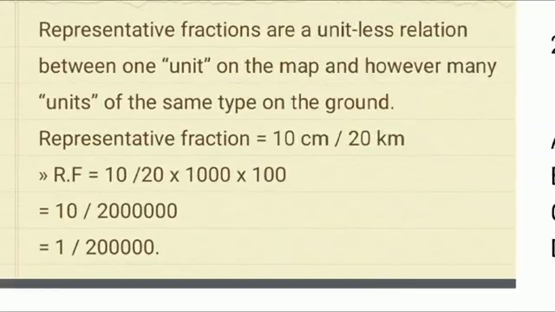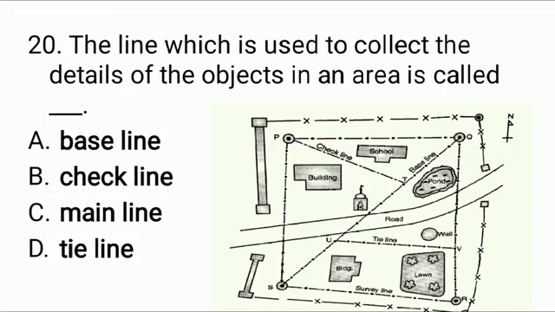Next question. The line which is used to collect the details of the objects in an area is called what? That is the tie line. Here we also have the baseline. It is the framework of the survey lines, the longest line of the surveyed area, and a tie line is joined to fixed points on the main survey lines. It helps to check the accuracy of the survey and to locate the interior details.